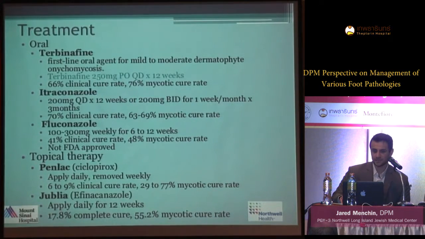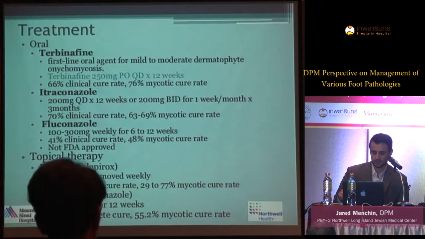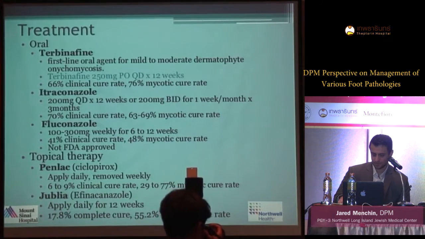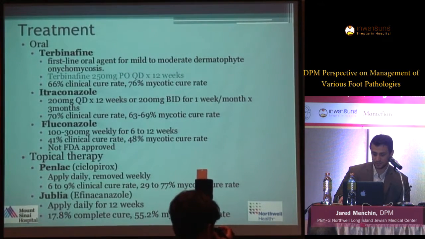For patients with any liver issues or other comorbidities, sometimes you might want to try topical therapy, such as Penlac, which is ciclopirox. This is applied daily. You apply it 7 days in a row, and then you're going to remove it on the seventh day with a nail file, and then you start again. So as you can see, the clinical cure rate is very low at only 6 to 9%. The mycotic cure rate is in studies anywhere from 29% up to 77% with proper debridement.